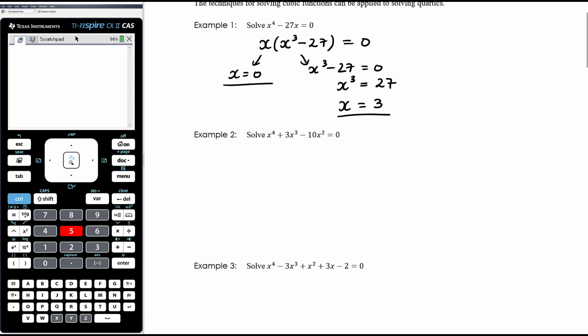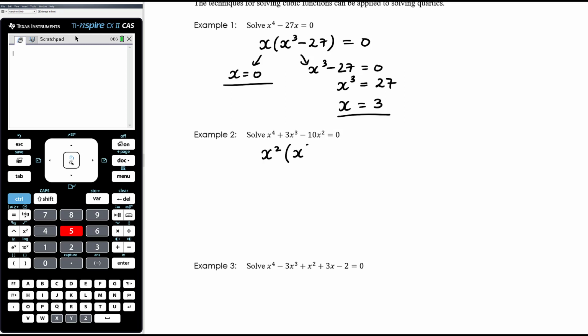Okay, example 2, solve x to the power of 4 plus 3x cubed minus 10x squared equals 0. Again, it can't be solved by rearrangement because we've got more than one term involving x that aren't like terms. So we want to use the null factor law. Make one side 0, already done. Factorising the left-hand side, the first step of any factorisation is to look for common factors, and there's a nice common factor here of x squared.